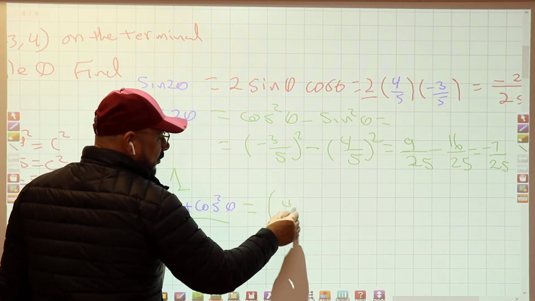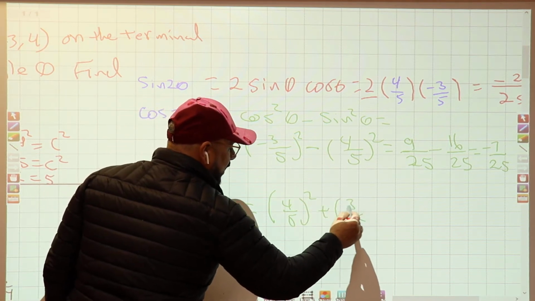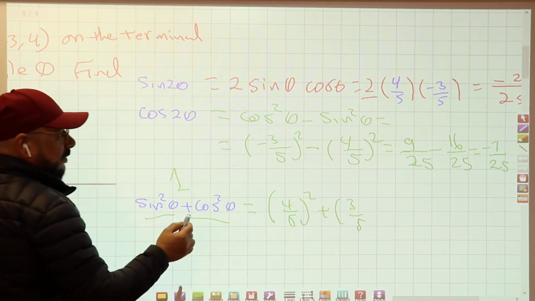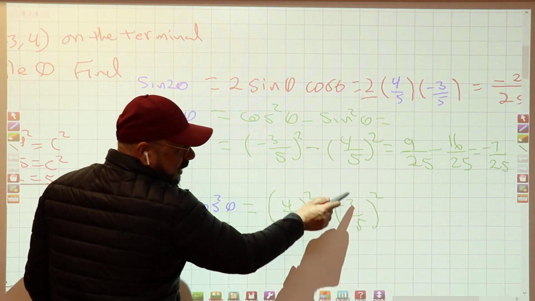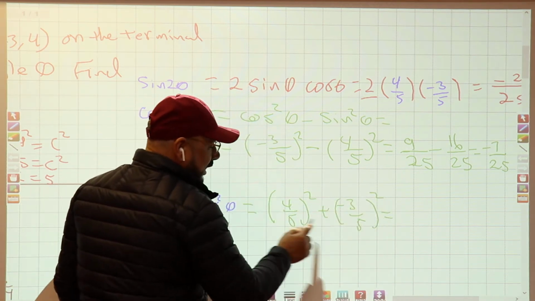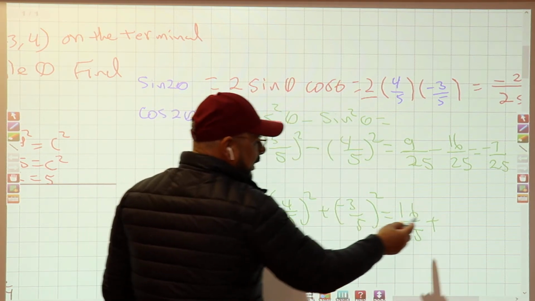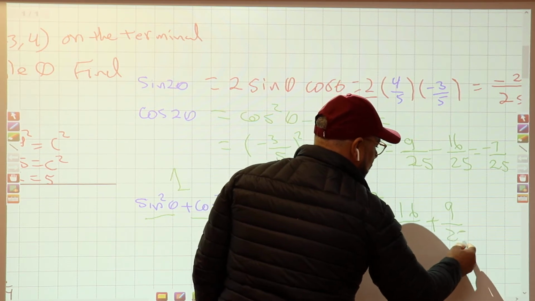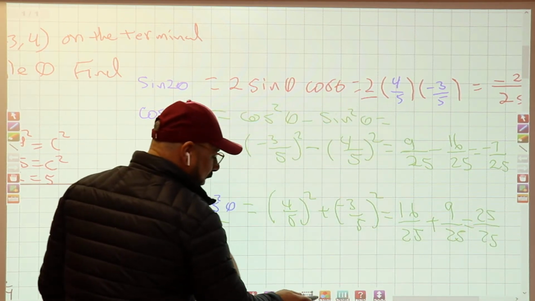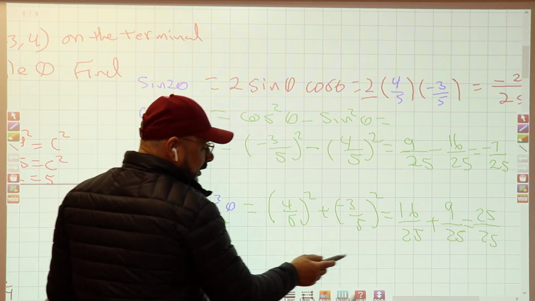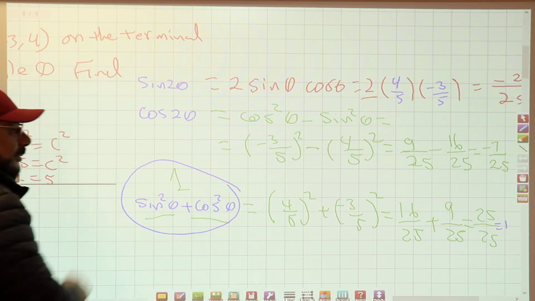Sine squared is 16 over 25, and this one, 3 over 5, squared is 9 over 25. One of them is negative, but since I have a negative and a square, the negative has no meaning. So 16 over 25 plus 9 over 25 gives 25 over 25. What does 25 over 25 equal, guys? It equals 1, which is the proof that this identity equals 1.